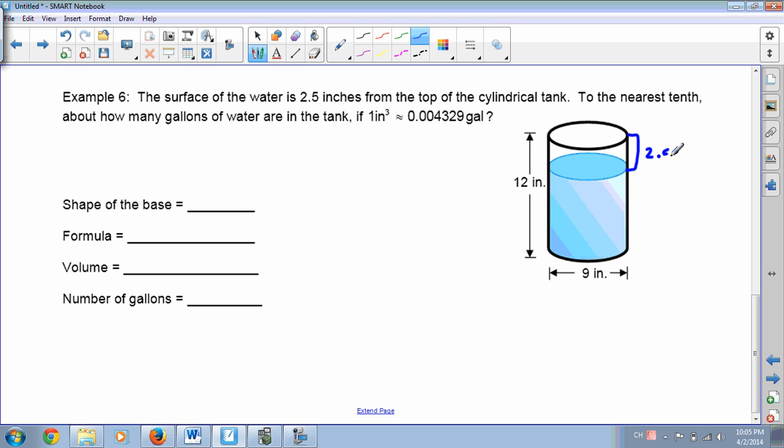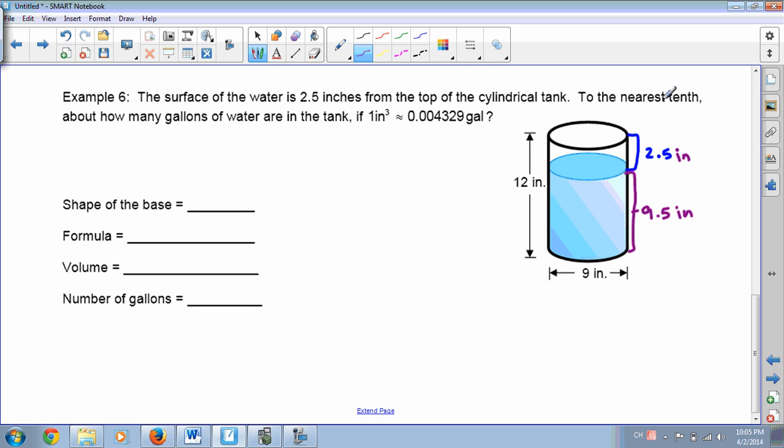Okay, so let's label that. We know that the entire distance from the bottom of the tank to the top of the tank is 12 inches. So we can actually find the height of the water by just subtracting the height of the tank minus the height that the water is from the top. So 12 minus 2.5 would give us the height of the water as 9.5, and these are inches.